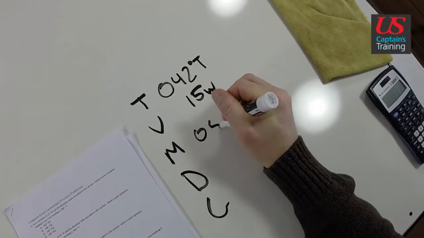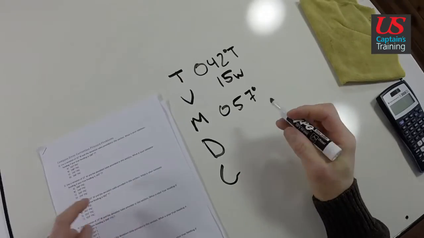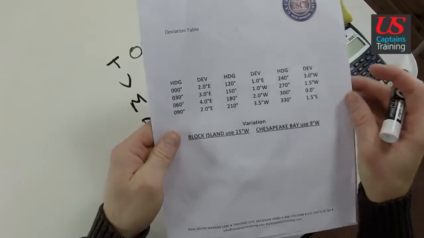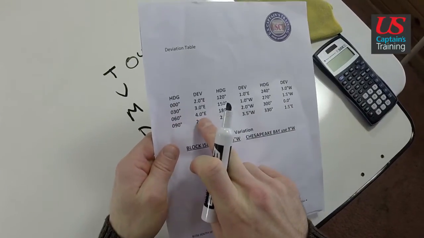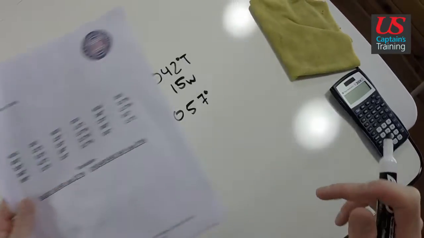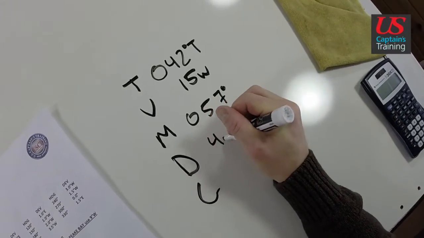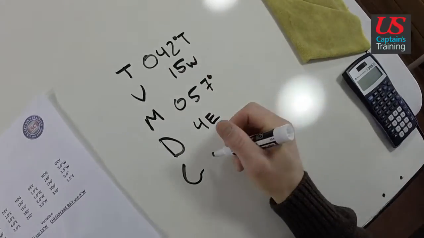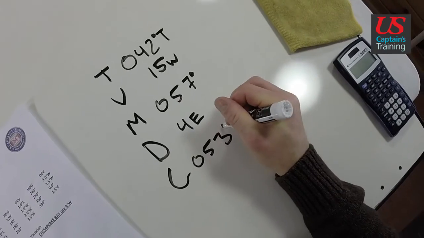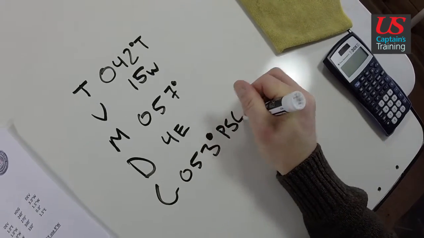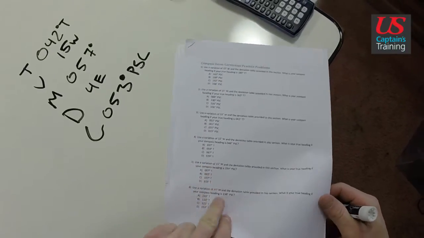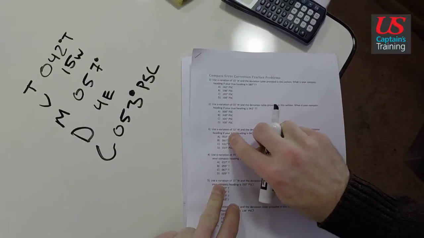057 degrees. We'll go to our deviation table. Here's 60 degrees for east. Right, 057, very close to 60 for east. So we use 4 degrees east. We're going down, we subtract. 057 minus 4 is 053. 053 degrees PSC. Let's check our answer. 053 is A.